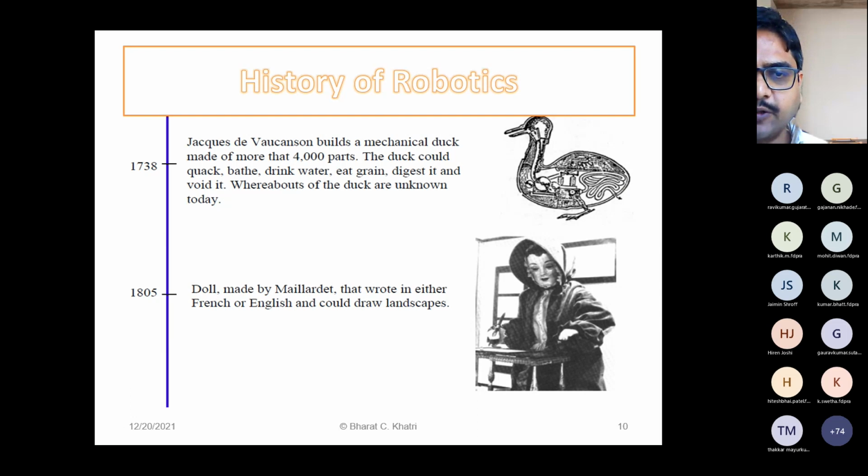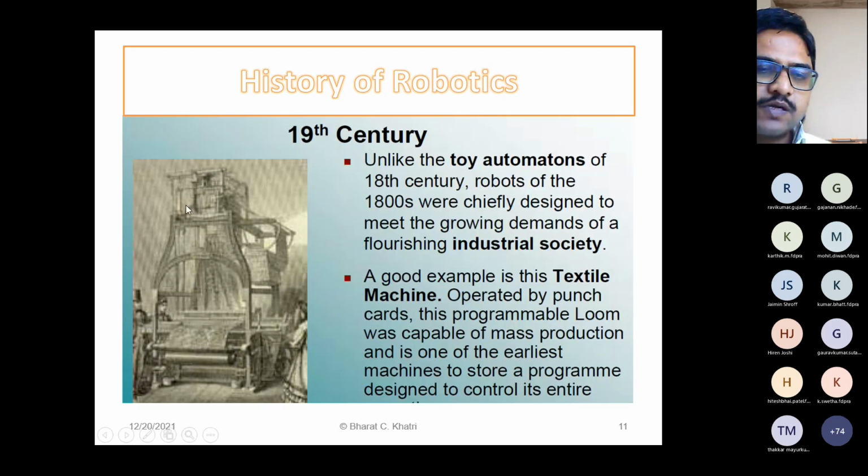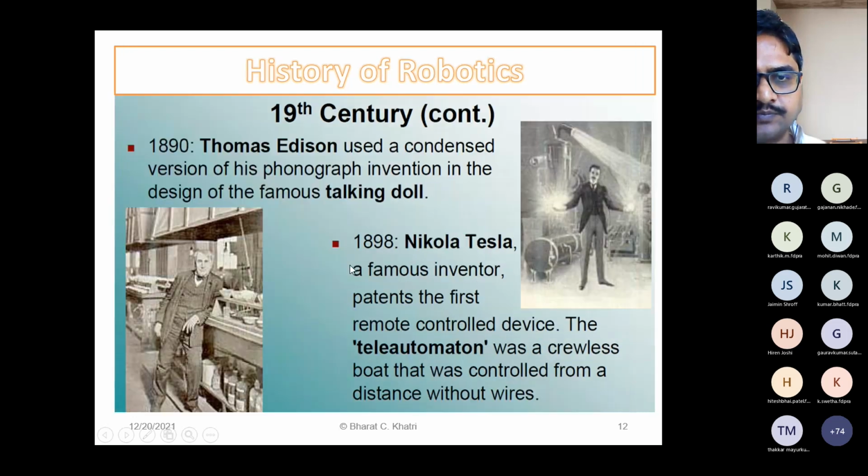In 1805, a doll was made by Maillardet that could write in either French or English and also draw landscapes. And in the 19th century, they began to think about how this automation could be useful for industrial society. So in the 19th century, a textile machine, shown in these photographs, was made which can operate using a punch card. This is a programmable loom, capable of mass production and one of the earliest machines that could store a program designed to control its entire motion. So it is operated based on the punch card.